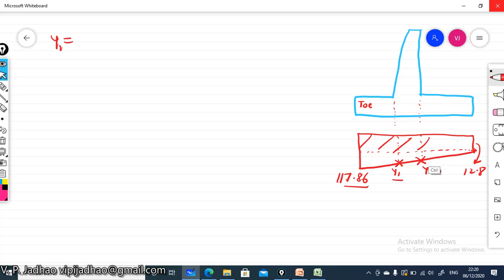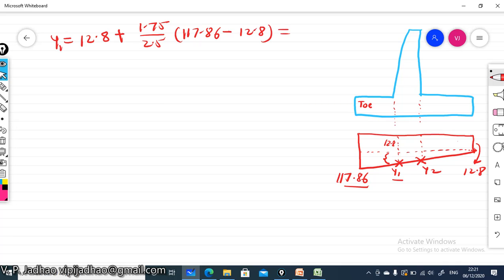So y1 is equal to this 12.8 plus, we have to calculate this particular value. This can be calculated by using symmetry of triangles. This is 12.8, this value is 12.8, so plus 1.75 divided by 2.5 into 117.86 minus 12.8. So we get this value of y1 is equal to 86.35 kilonewton per meter square.